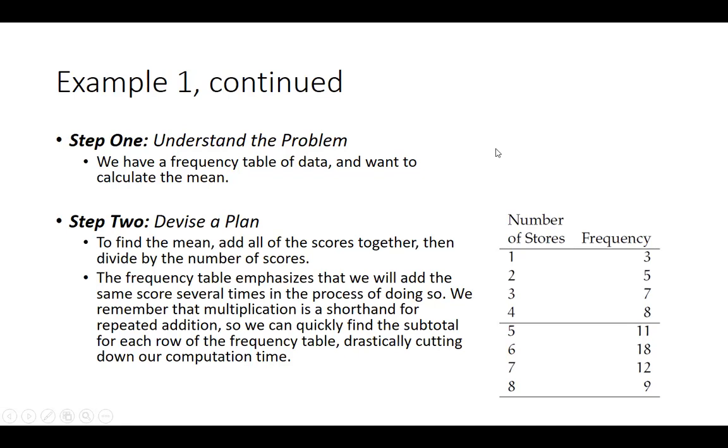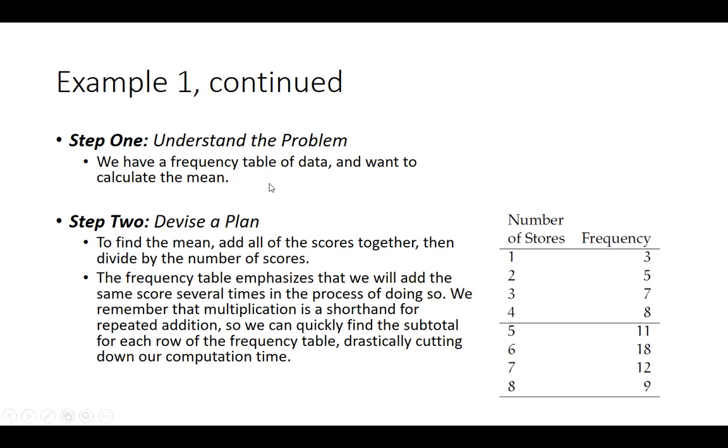Understand the problem. We have a frequency table of data and want to calculate the mean. Devise a plan. To find the mean, add all of the scores together, then divide by the number of scores. The frequency table emphasizes that we will add the same score several times in the process of doing so. We remember that multiplication is a shorthand for repeated addition, so we can quickly find the subtotal for each row of the frequency table, drastically cutting down our computation time.